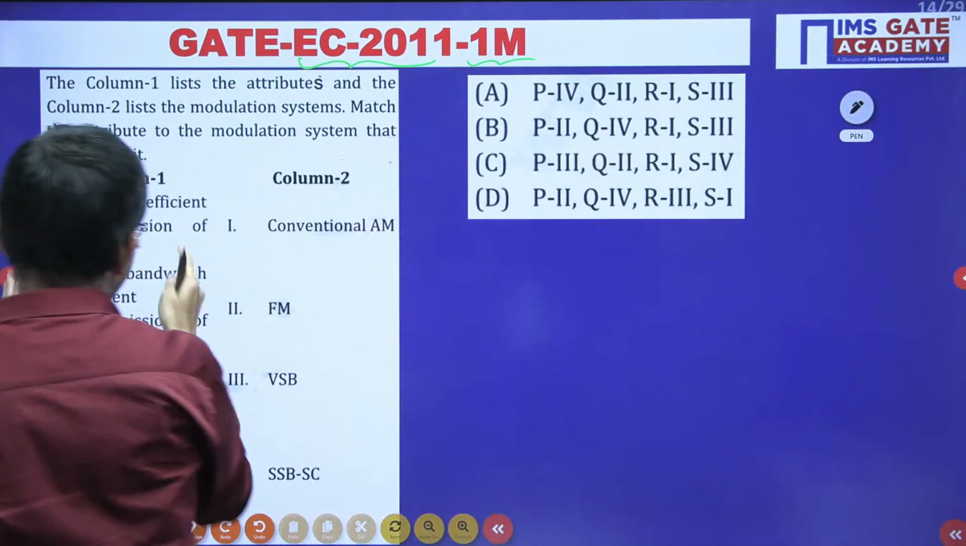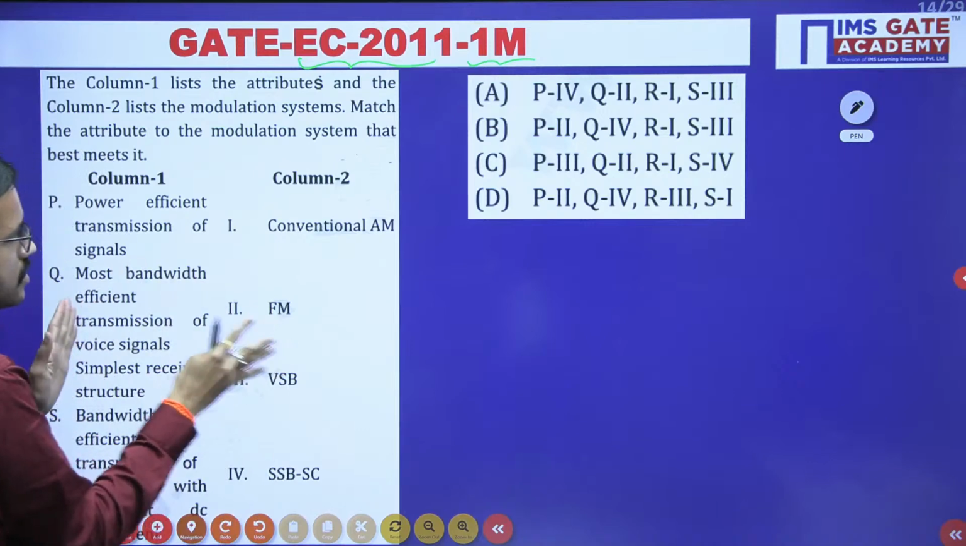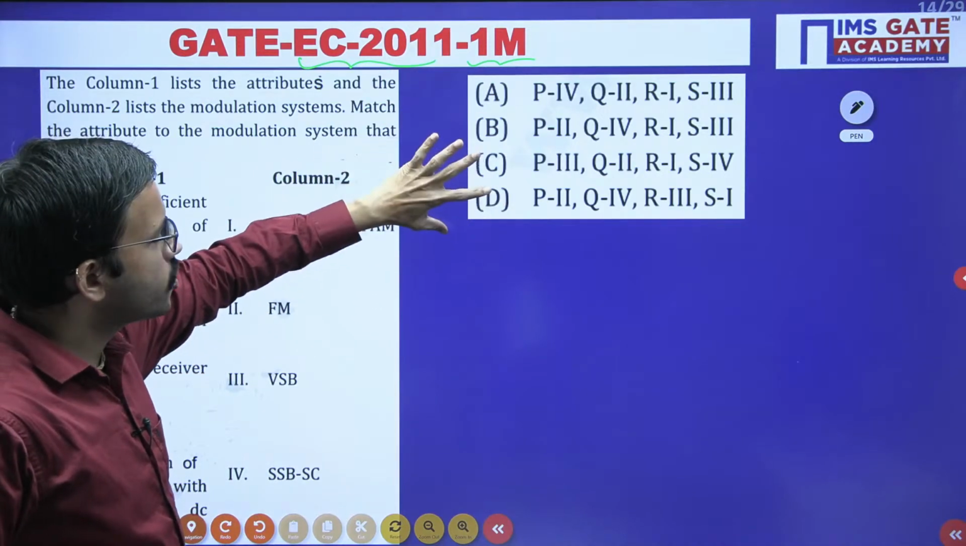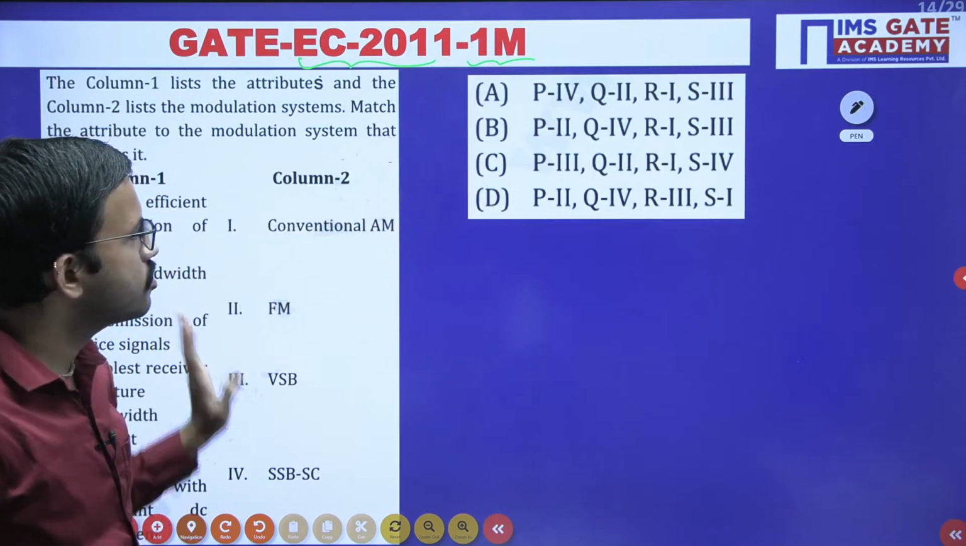So here you have two columns. You have to match the appropriate one according to the choices. Okay, whichever choice is more appropriate, whichever you are getting closer to, that you can choose.